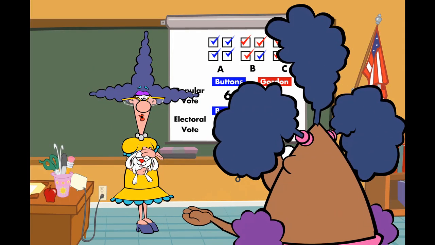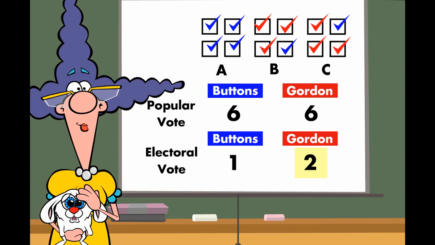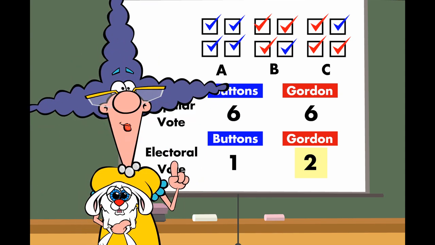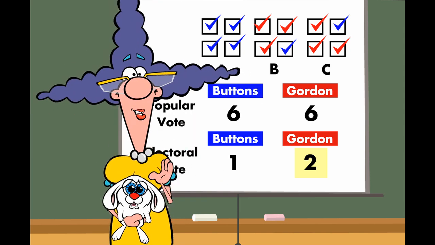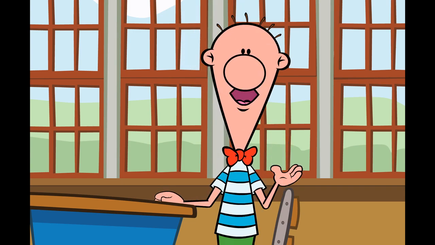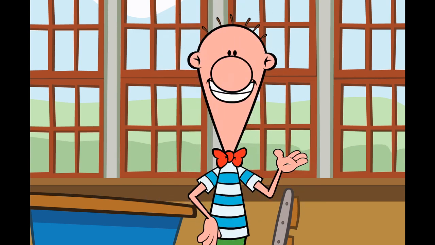Mrs. Snodgrass, this is not fair. The same number of people want Buttons to be class pet. It was a tie. I'm sorry, but in the electoral system, each group or state makes a unified decision. Yep, that's the electoral vote. The individual votes determine who each state votes for, but the state's votes determine the winner.